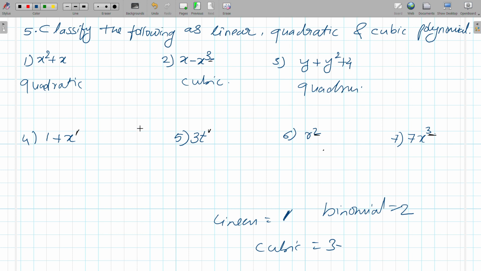Now here nothing is there, so x to the 1. So this is nothing but your linear polynomial. So again here nothing is there, t to the 1. This is again your linear polynomial. Here 2. So this is your quadratic polynomial. Here it is 3. So this is your cubic polynomial. So this is how we need to identify the polynomials. So I hope the exercises are clear.